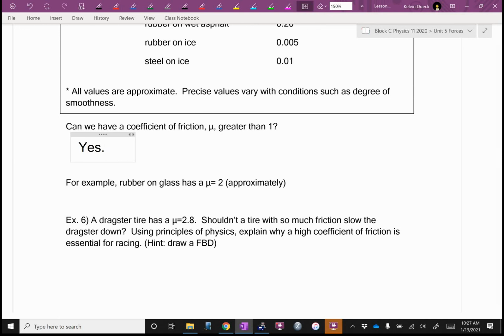Rubber on glass has a coefficient of friction of approximately 2. Try sliding a piece of rubber along a window and it does not want to slide at all. It can, but you've got to work at it. That's why you can typically stick a piece of rubber on the window and it'll just stay there. It'll counteract gravity.